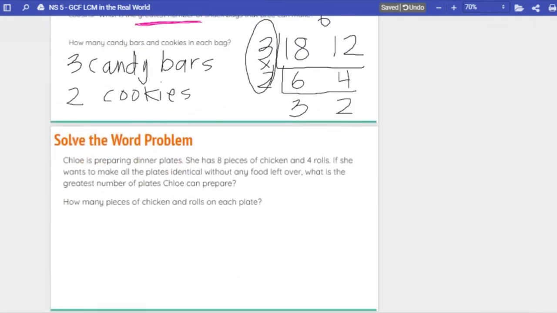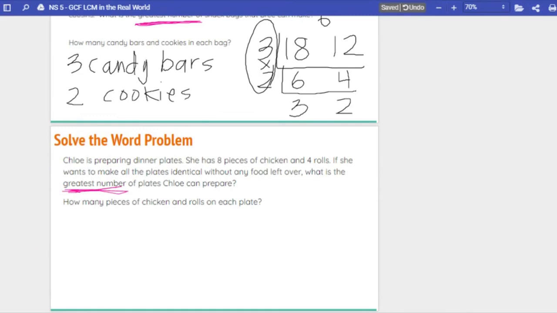Okay, last one. Chloe is preparing dinner plates. Here's 8 pieces of chicken and 4 rolls. If she wants to make all the plates identical without any food left over, what's the greatest number of plates Chloe can make? There's our keyword again. What's the greatest number?